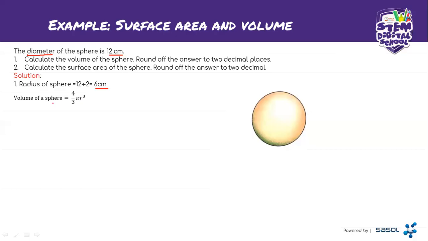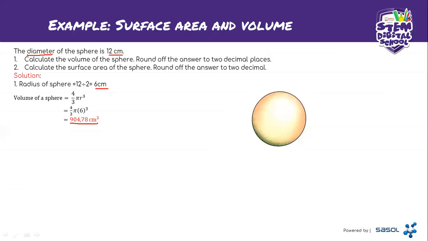Now, this is the formula for the volume of a sphere, which equals 4/3 pi r cubed. Pi is a constant number. So what we have to know is r, which is the radius, and we have determined that, which is 6 centimeter. So the second step, you just substitute 6 into r, and then you press your calculator. Then the answer is 904.78 centimeter cubed.